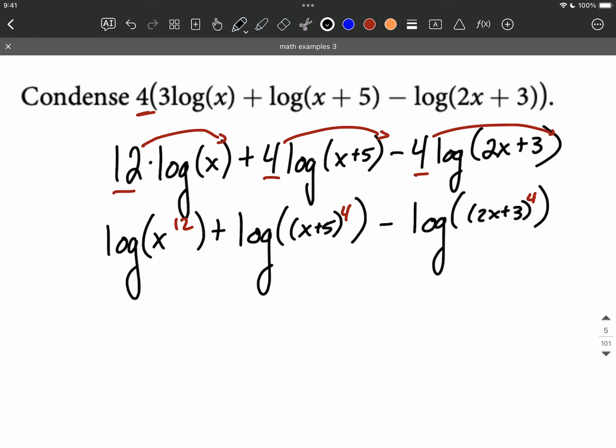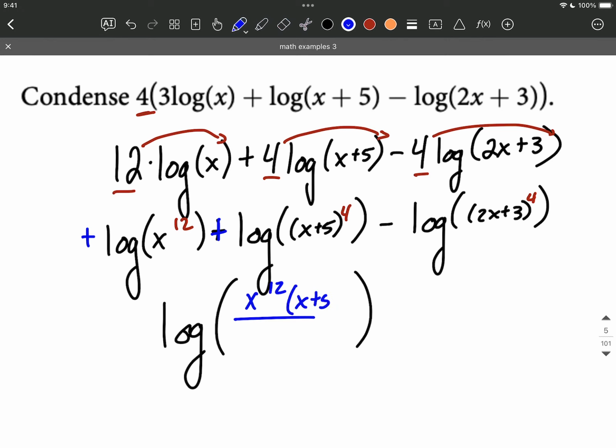All right, now what I would do is go ahead and combine these into that single log to finish this up, and just say to myself, all right, positive out in front, x to the 12th goes in the numerator. Positive out in front, x plus 5 to the 4th power goes in the numerator. Negative out in front, 2x plus 3 to the 4th power goes in the denominator, and we're done. All right, make sure these are multiplied right in the numerator, not added or subtracted along the way.